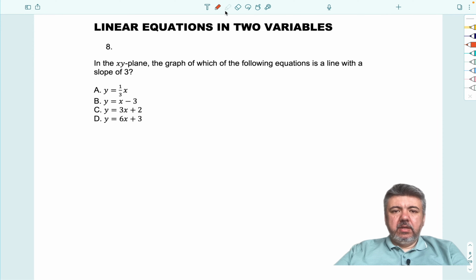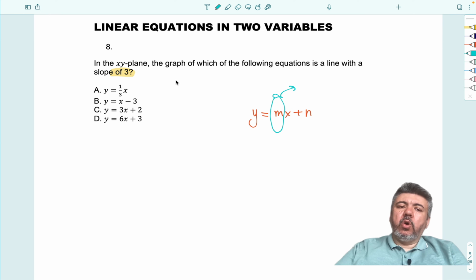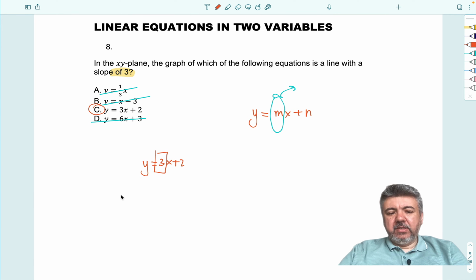Question 8. In the xy plane, the graph of which of the following equations is a line with a slope of 3? So, y equals mx plus n. Where is the slope? Slope is the coefficient of x. So, the coefficient of x is 1/3. The coefficient of x is 1. The coefficient of x is 6. So the correct answer is C. y equals 3x plus 2 is a line with slope 3, my friends.